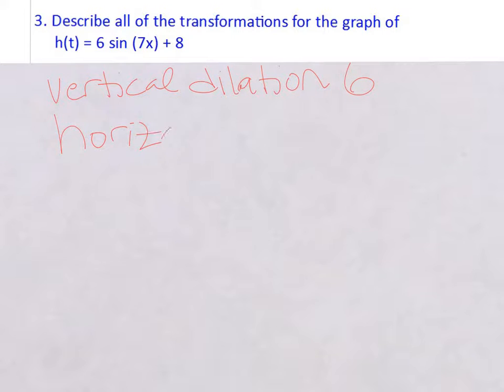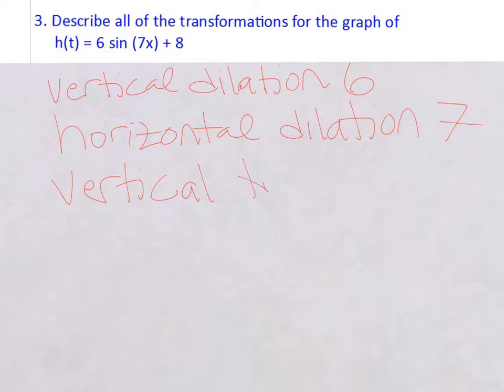Describe all the transformations. There is a vertical dilation of 6. There is a horizontal dilation of 7. And it is a vertical translation, or you could say up, 8.